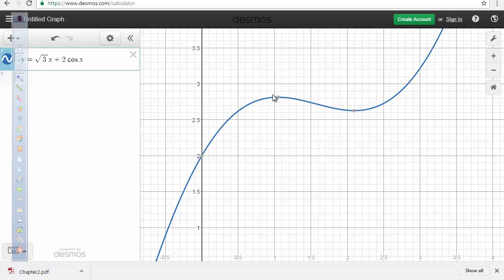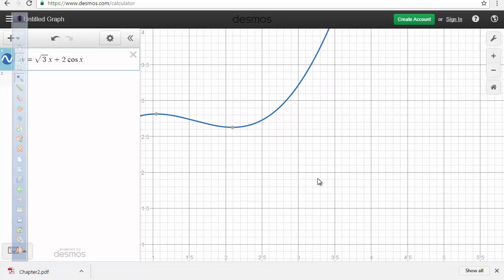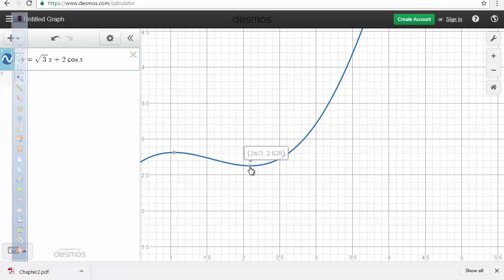So you can see here that we would have a horizontal tangent line. Does everybody see that? Okay. So pi over 3, and then we also said at 2 pi over 3, so that's right here. Okay. Questions about that? How to find a horizontal tangent line?